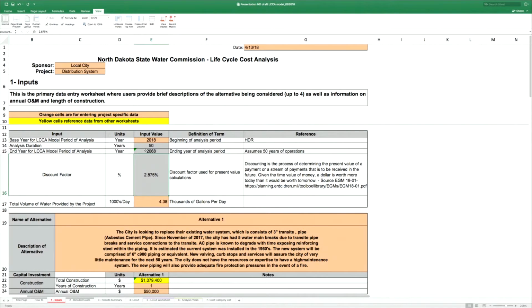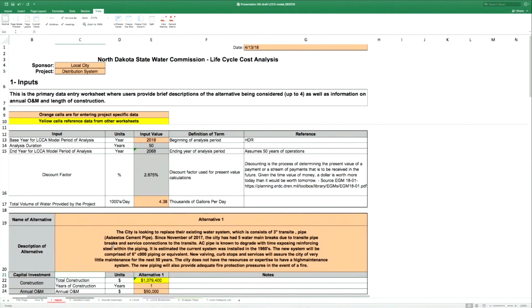So, for example, we're doing a 50-year period of analysis. So if you plug in 2018, the model is going to run through 2068. The discount factor is automatically applied at 2.875%, and we note the source here. So getting back to the question earlier about updating the discount factor, for next year, 2019, we would update that discount factor, and we would obviously note that the source has changed, so that EGM would be changed to 1901 for fiscal year 19. And then for the volume of water being provided, this project provides 4.38 thousand gallons per day.